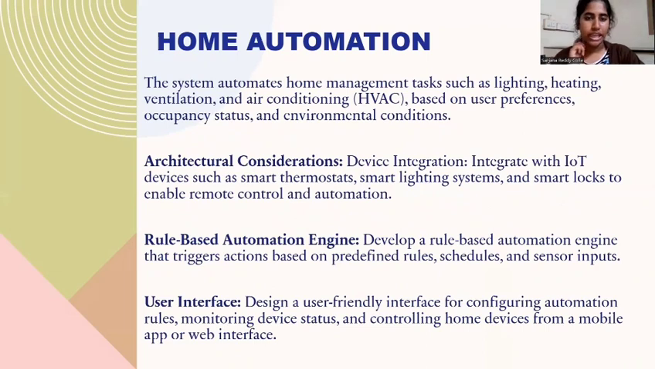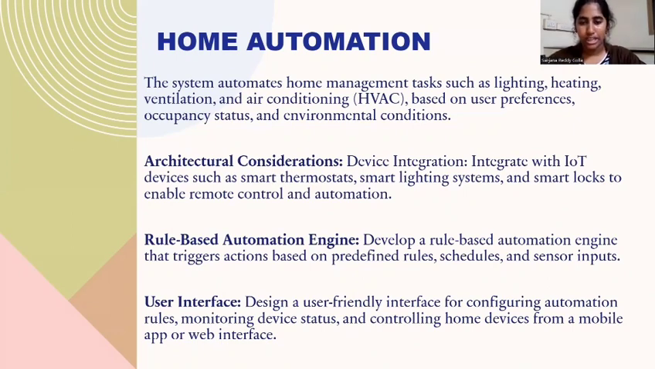Okay, and then we'll come to the first one. It is home automation. The system automates home management tasks such as lighting and heating. In this home automation, things like lighting, heating, usage of bulbs, fans, air conditioner, all come under this stage.